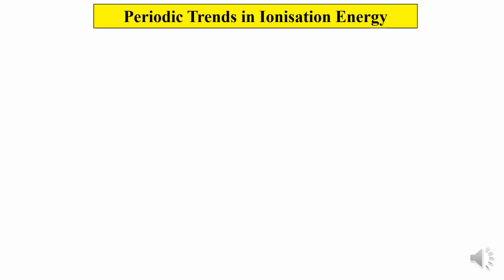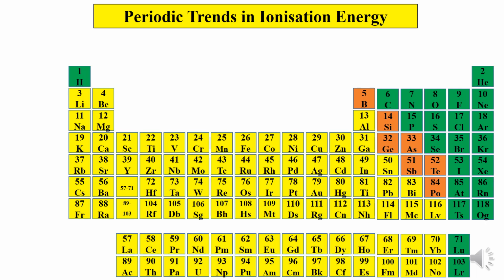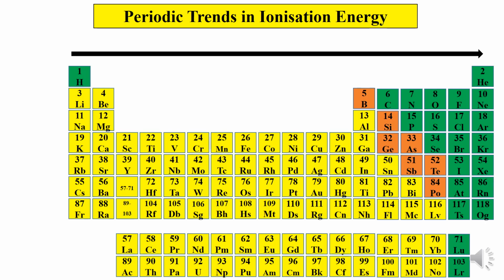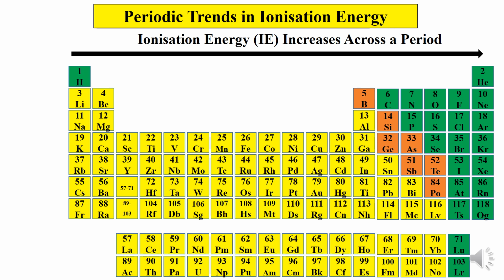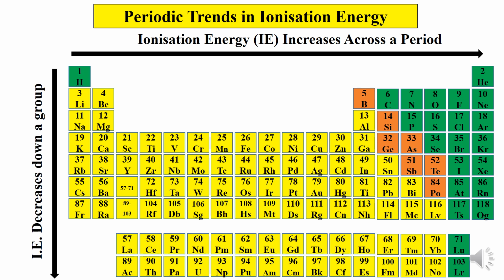Now, let's take up the periodic trends in ionization energy. Ionization energy increases across a period as you move from the left to the right in the periodic table, and it decreases down a group. So, we will take up elements from group 1, group 2, as well as elements from period 2 and period 3, and study the scenarios relating to the ionization trends in the periodic table.